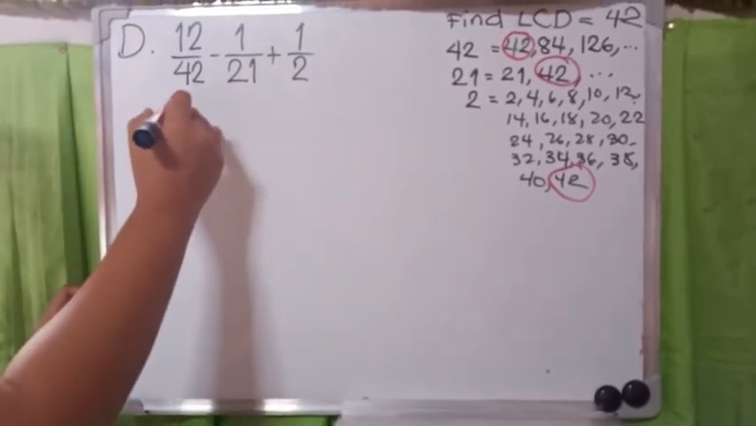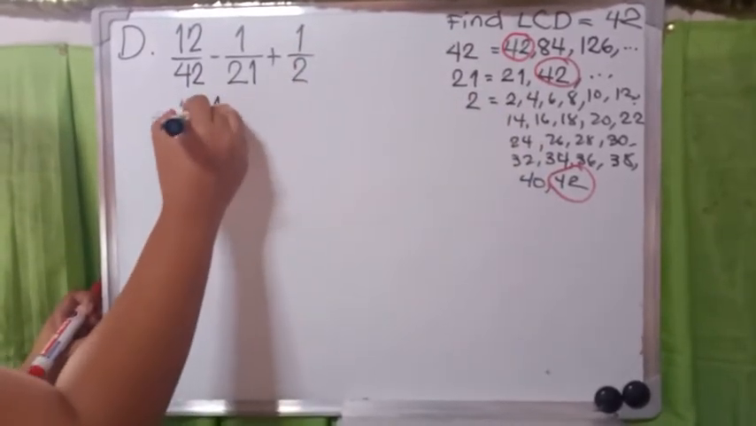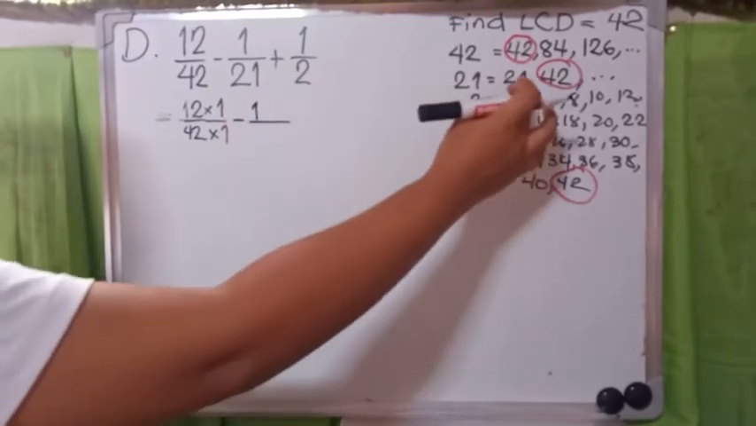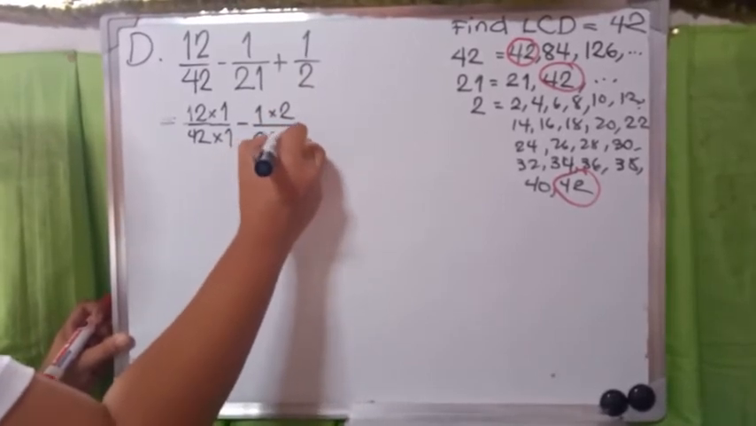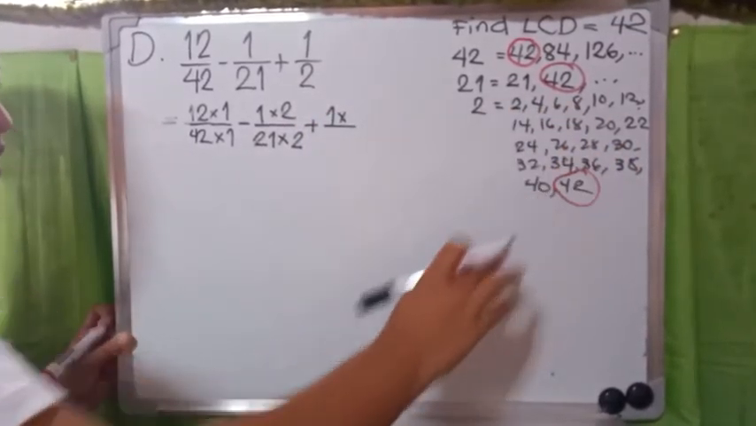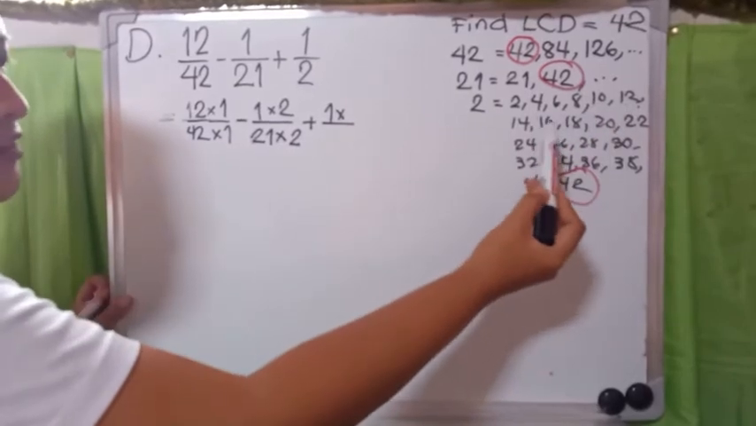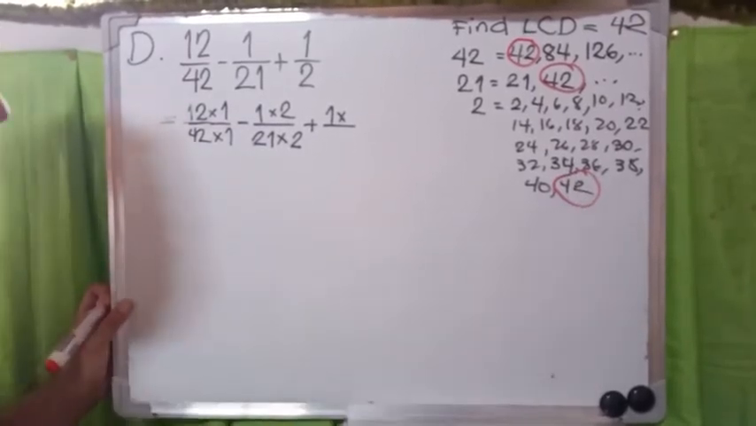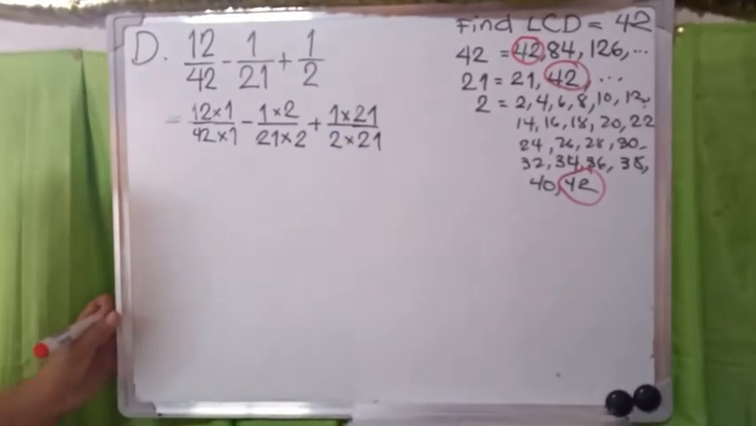So, we have here 12 times 1 over 42 times 1, minus 1 times 21 times 2, plus 1 times how many is the LCD going to 42. We will count here 1, 2, 3, and so on up to 21. So we'll put here 21, 2 times 21. So let's multiply.